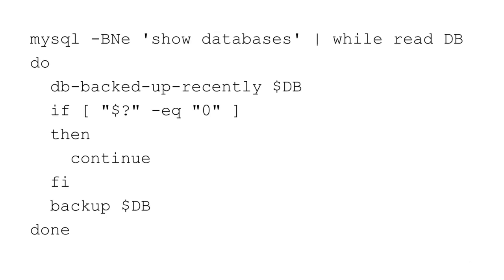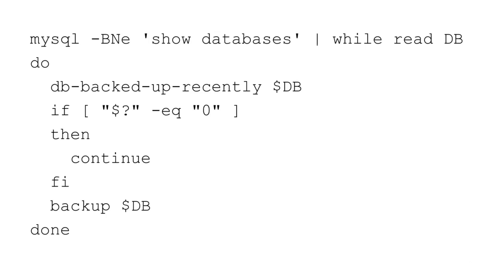First, we check to see if the database has been backed up recently. This is a command that I made up. Perhaps it could be a call to another script. In this contrived example, the db-backup-recently script returns 0 if the database passed to it has been backed up in the last 24 hours. Otherwise, it returns a 1. We use an if statement to examine the return code of that script. If the database has been backed up recently, we call the continue statement, which starts to loop over again. The next database is checked and the next one, and so on.